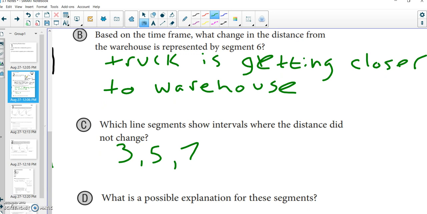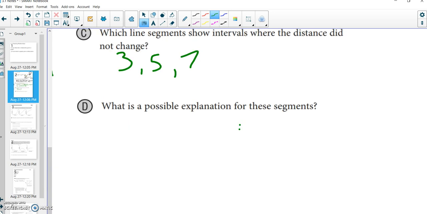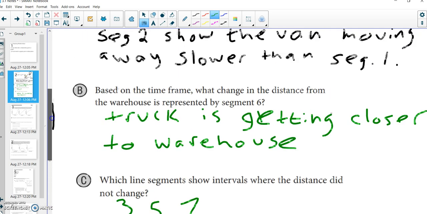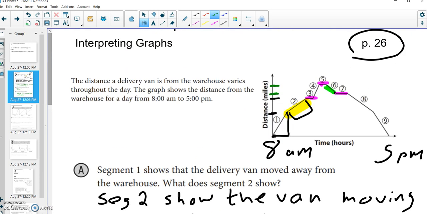And then it says, well, what's a possible explanation for these segments? Well, a possible explanation, if we're talking about a delivery truck, is that might be where it's making deliveries. And why would I be saying that? Because where the distance isn't changing, that means the truck is stopped. It looks like it stopped for a decent amount of time because remember, this is going from 8 a.m. to 5 p.m. So that's probably a delivery that it's making.